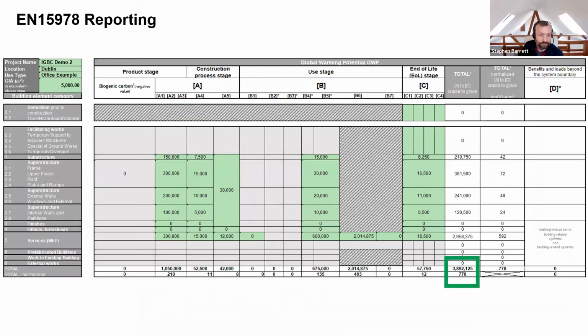So this is a table from RICS that I always include because it's really useful. It lays out the modules across the top, and there are building elements down the left with the totals on the right. Really handy for tracking everything, for seeing where you've got your data in and what's still missing. So you can see in the green box, the overall whole life carbon total for this particular project, 3.9 million. And then divide that by the 5,000 square meters in the top left-hand corner to get your CO2 per square meter. So this is a pretty average performing example.